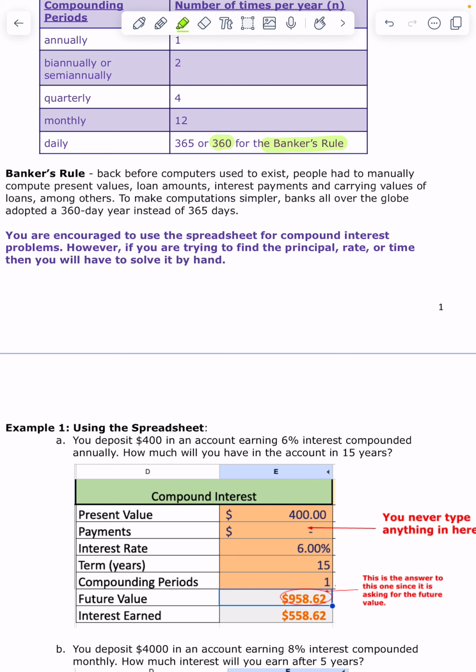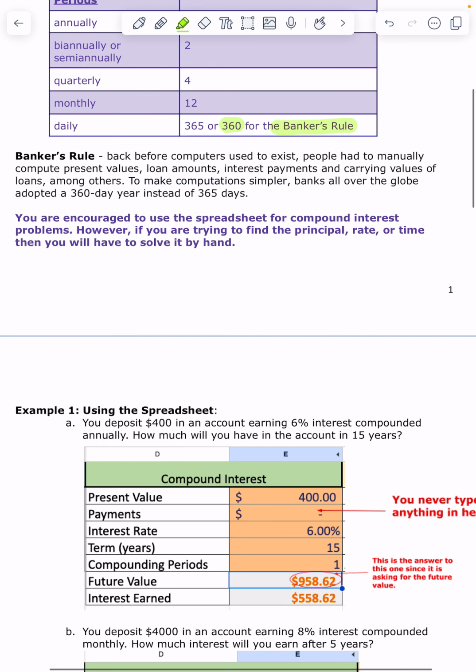So you're encouraged to use your compound interest portion of the spreadsheet, but if you're trying to find principal, rate, time, then you need to solve it by hand. So I believe we'll be doing one of those in these examples.